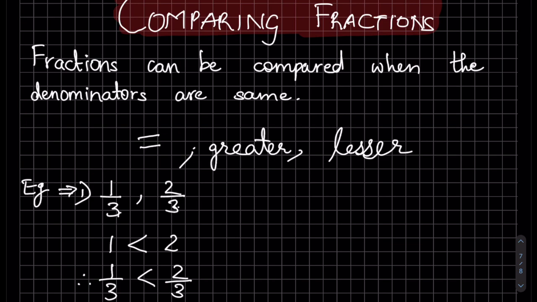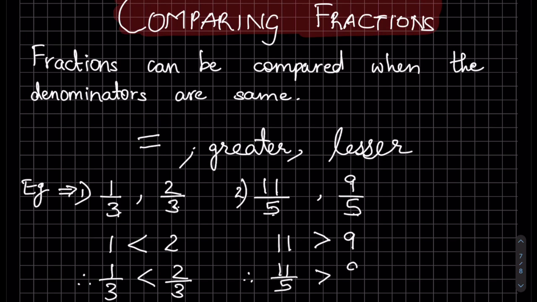Another example where we take denominator as 5. So I write here 11 over 5 and 9 over 5. Here again you see denominators are absolutely same, 5. So I just have to compare the numerators 11 and 9. When you compare both 11 and 9, you see 11 is bigger than 9 and hence the fraction 11 over 5 is greater than the fraction 9 over 5.